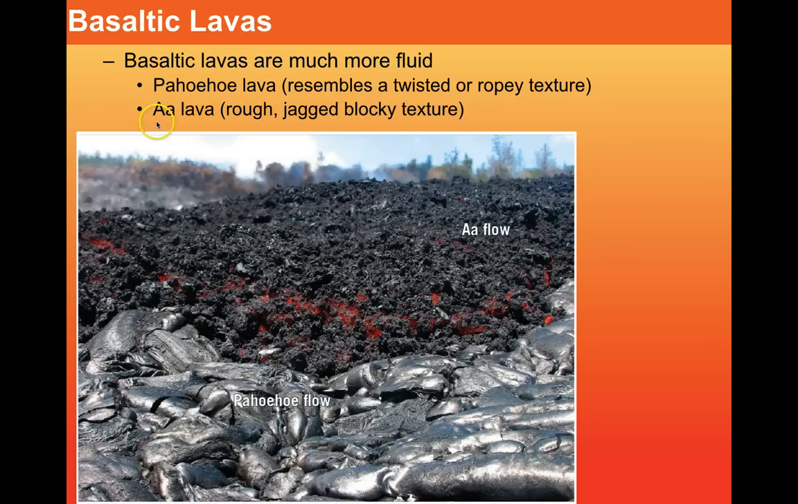By comparison, the Aa lava is this other type up here, and you can actually see this is the one moving out on top. It's got the red glowing material still in it. And this is an Aa flow, again, another Hawaiian term. And this is a rough, jagged, blocky texture of lava. And it basically clinks as it moves its way along. Really cool and fascinating stuff.